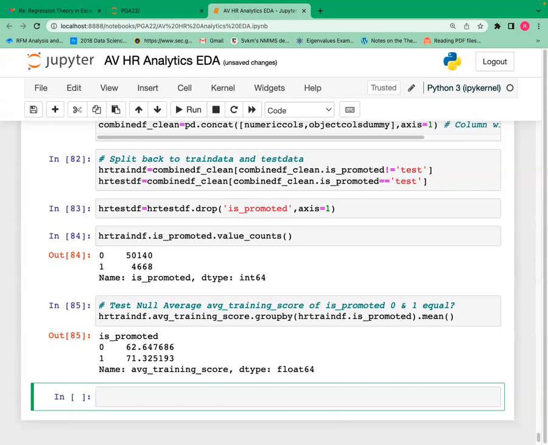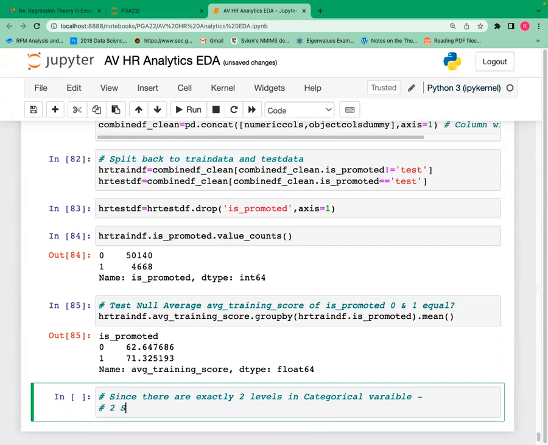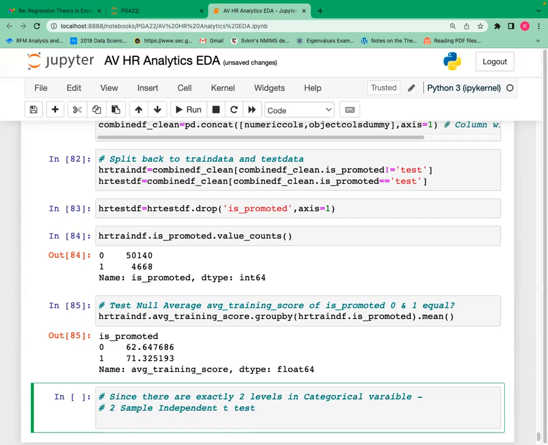So there is a mean difference. Since there are exactly 2 levels in the categorical variable, what can we do? We can do the hypothesis test, the 2 sample independent t-test.